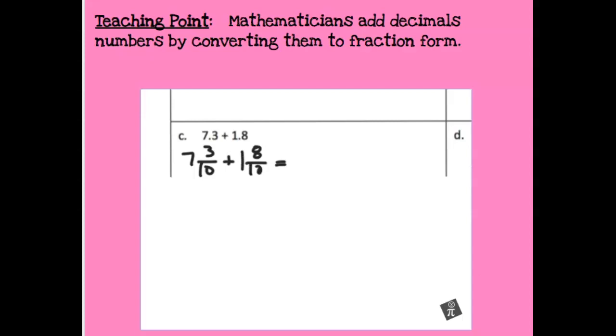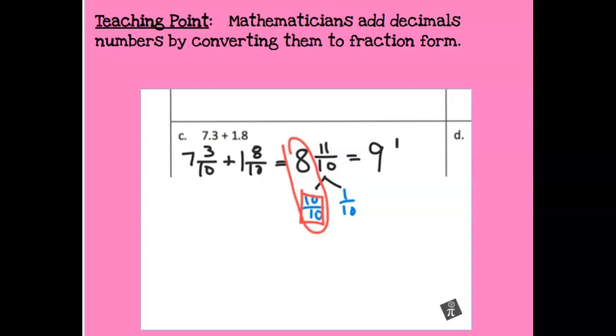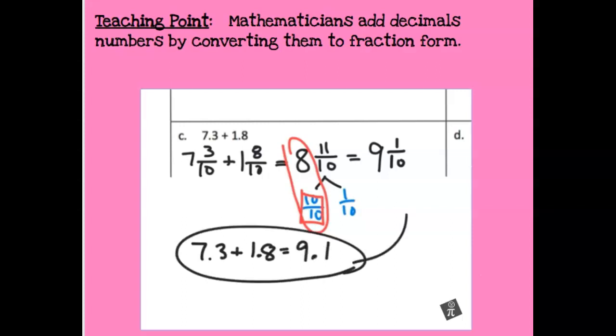Since we already have common denominators, we don't have to rename any of our fractions. So that gives us 8 11/10. But that 11/10 can be thought of as 10/10 plus 1/10. So really this equals 1 whole. So we end up with 9 wholes, because the 8 plus the 1 more whole, and we have 1/10 left over. So if we wanted to write that as a decimal, we would have 7.3 plus 1.8 equals 9.1, because 9.1 is the same thing as 9 1/10.